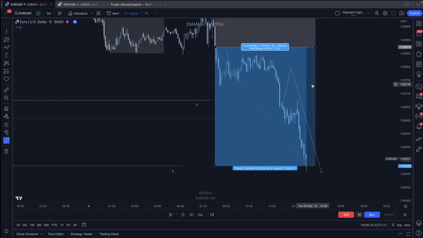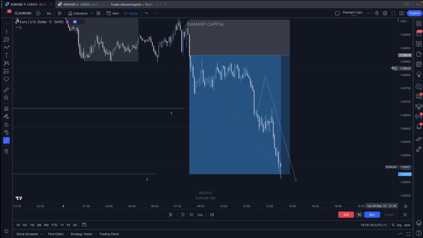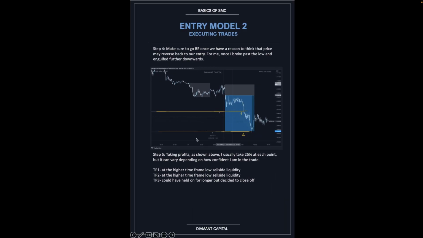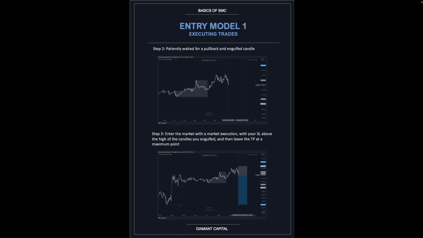Guys, this happens over and over and over again. We're going to go through some of the back tests as well, but you'll see this time and time again. So yeah, it's very simple as that in terms of take profits. One of the sell side liquidities, and then another one as well. So that's going to be it for entry model type 2.